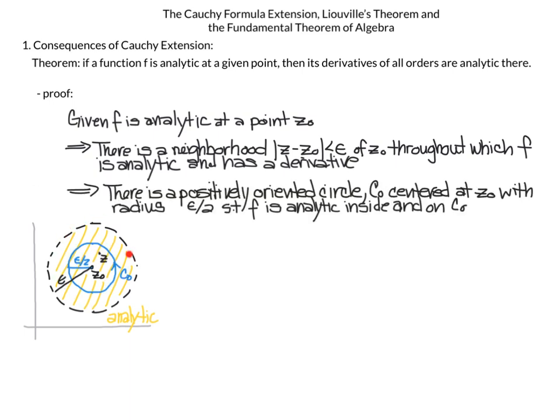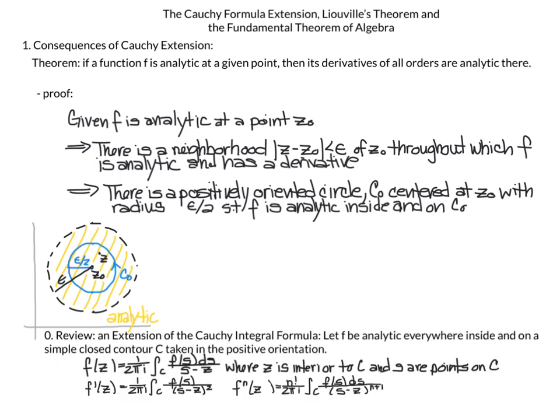Now that we have this neighborhood in yellow, we can draw a positively oriented circle C0 centered at z0 with the radius epsilon divided by 2. Essentially what we want is a circle that's entirely contained inside the analytic portion. So we just chose a radius of epsilon divided by 2 just to make things easy. So if this is epsilon, this is our circle here, C0, and then f will be analytic inside and on C0.